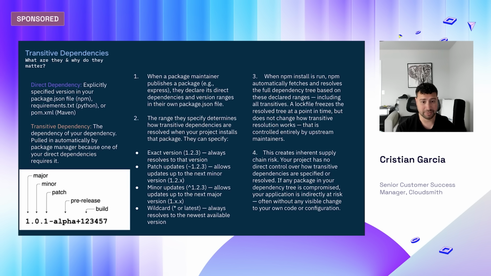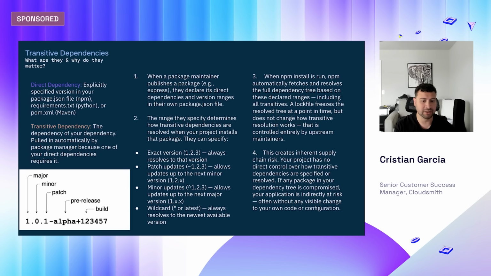In ecosystems like NPM, dependency resolution works as a cascade. Each package selects a specific version of its dependency, and that chosen version brings its own set of dependency rules, and that continues down the tree. So in reality, you're not installing a single package. You're installing a tree of decisions made by multiple maintainers.